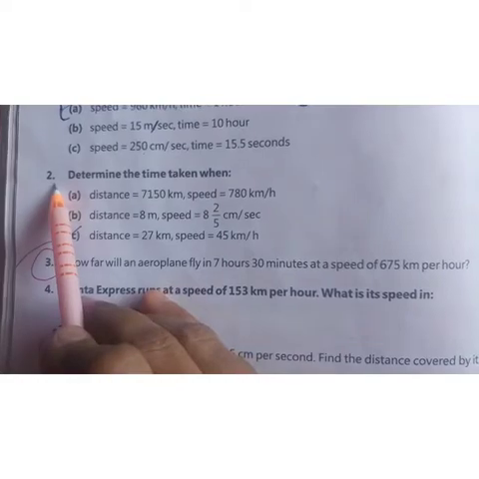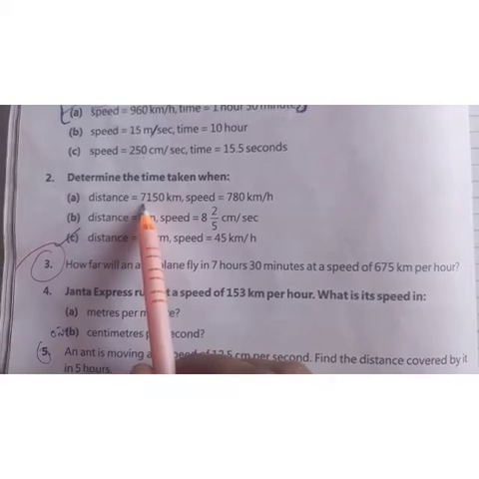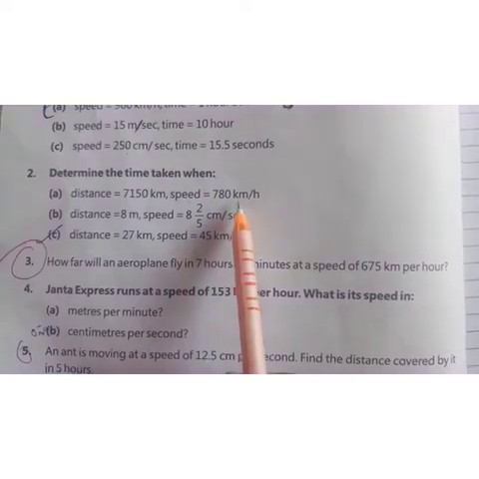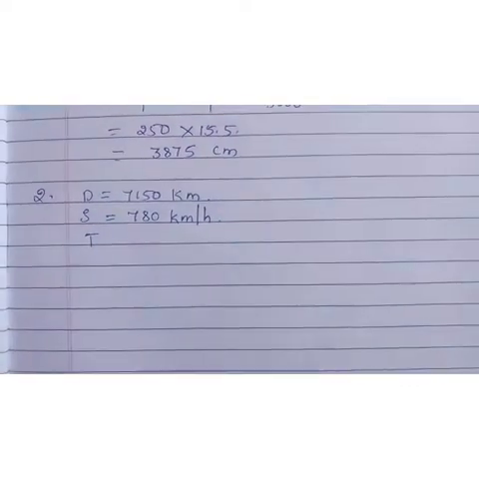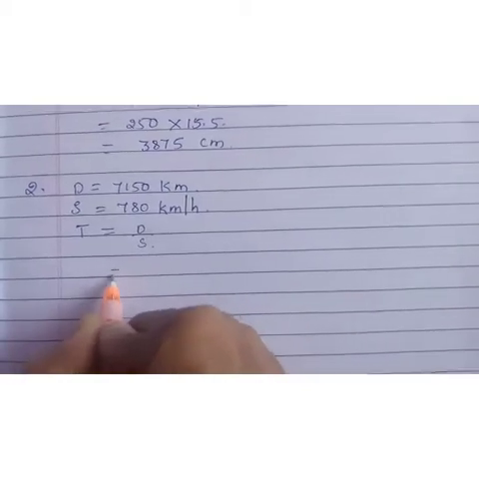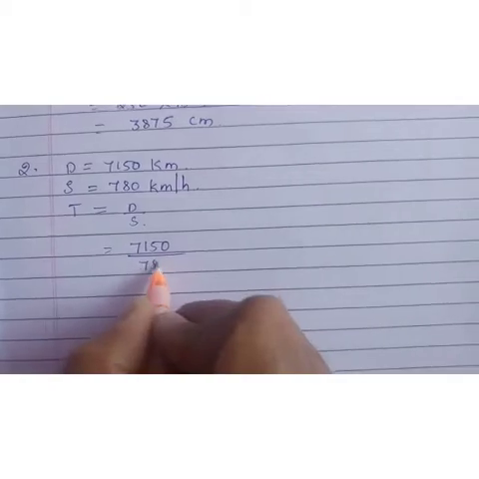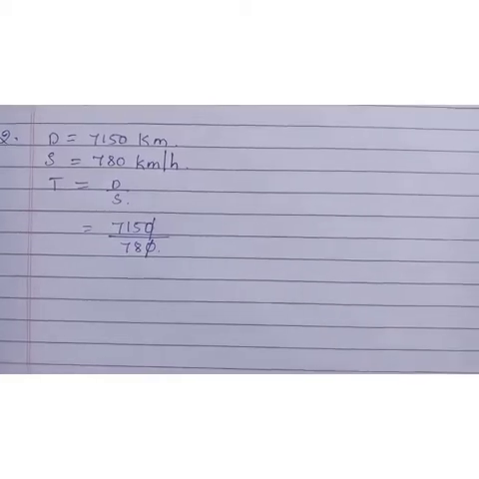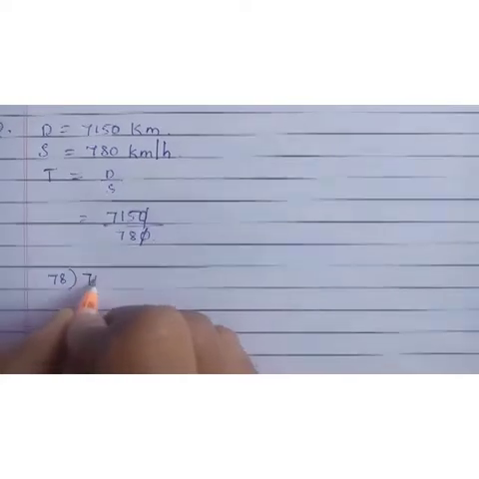Next we have question number 2. Determine the time taken when distance is equal to 7150 kilometers and speed is equal to 780 kilometers per hour. We have to find the time. So children, you already know the formula to find time, that is T is equal to D upon S. What is my distance? 7150 divided by 780. 10 gets cancelled. What is remaining? 715 upon 78.